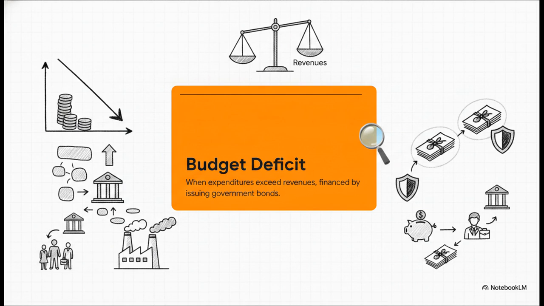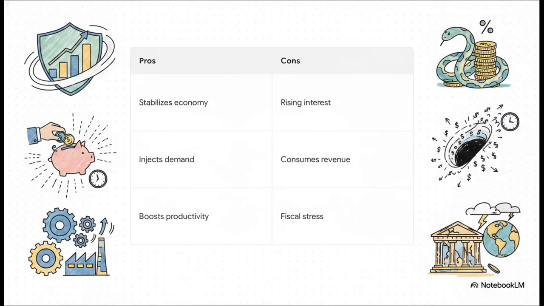This is an incredibly powerful tool because during an economic downturn, deficit spending allows the state to step right in and artificially inject demand into the economy. It keeps people employed and factories running, even when the private market is pulling back. But we absolutely have to balance the double-edged nature of debt here.